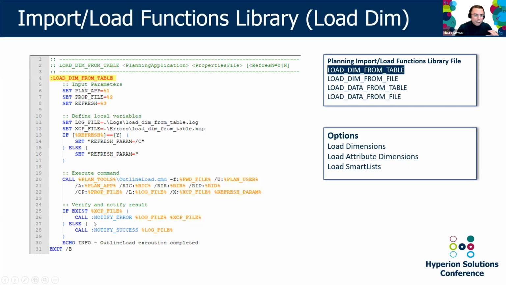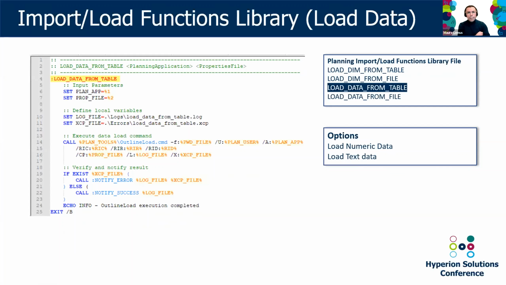You can have very fancy functionality inside your function, like sending emails, verifying if there are errors and sending emails accordingly, creating a fancy log file and things like that, but it's up to you. Once you have this function created, you have options like load dimensions, load attribute dimension, and load smart list by using the same function. What changes the behavior? Essentially the property files that you are pointing to.